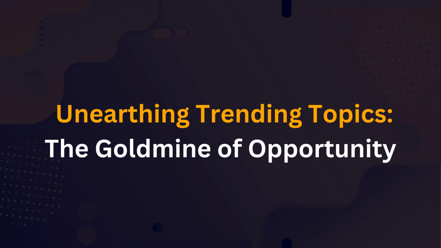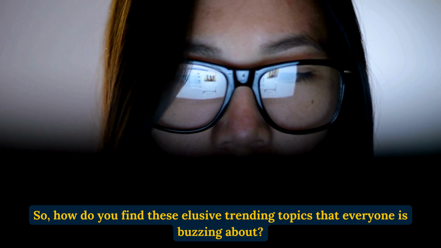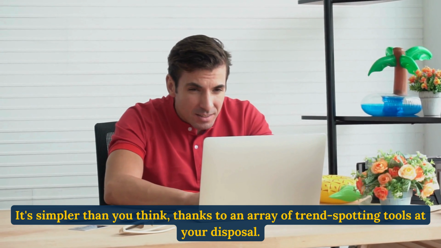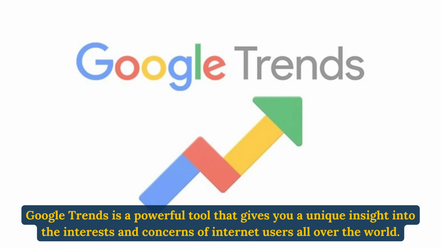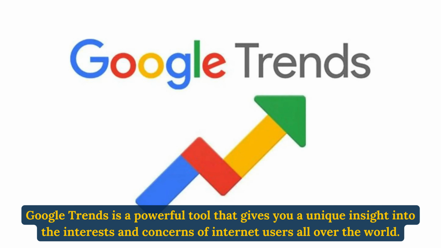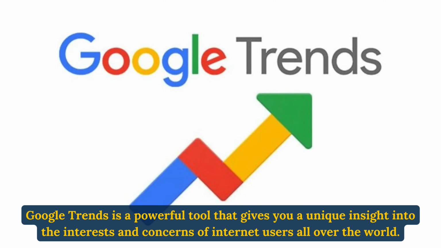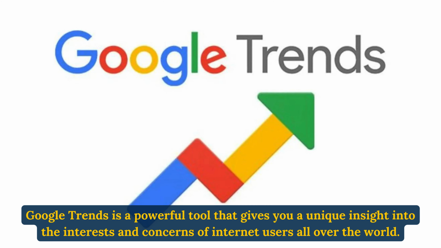Unearthing trending topics. The goldmine of opportunity. So, how do you find these elusive trending topics that everyone is buzzing about? It's simpler than you think, thanks to an array of trend-spotting tools at your disposal. 1. Google Trends. Google Trends is a powerful tool that gives you a unique insight into the interests and concerns of internet users all over the world.